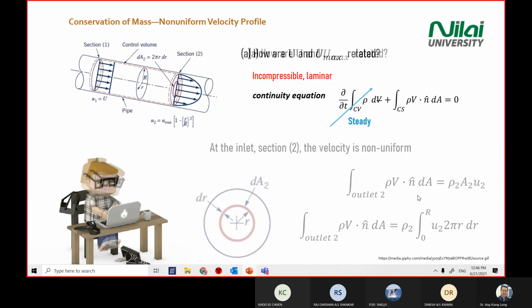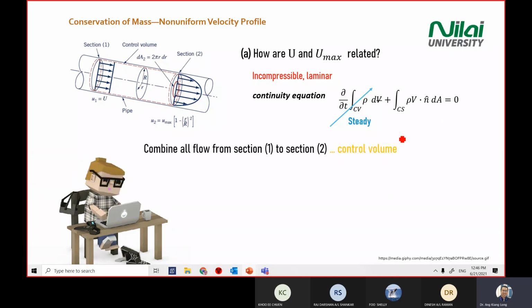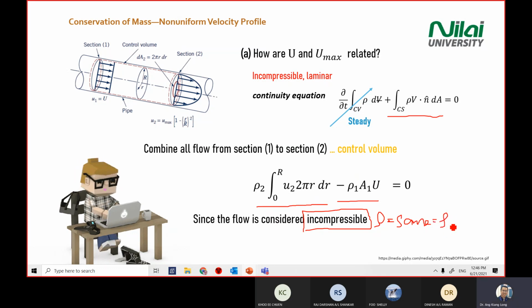Okay, so we have done all the outlet already. Then you combine all the equations. So combining the equations you have: this is your outlet, this is your inlet, equals 0. You derived that just now. Since it's incompressible, as stated in the question itself, rho you can take out. Rho is the same, where rho 1 equals rho 2.